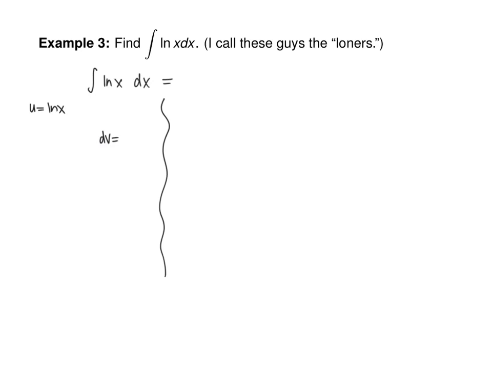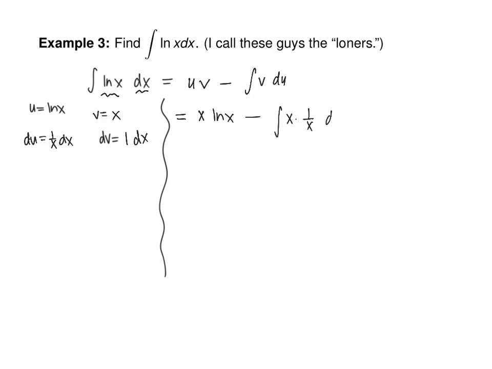So what else is left? If u is ln x, the only thing left in your integral to choose is dx. So dv is just 1 dx. And then du is 1 over x dx. And v is x. So knowing that this is a thing you can do will definitely be on quizzes and exams and stuff like that. So, yeah, just FYI, hint, hint. uv minus integral v du. So uv is x ln of x minus integral v du, so x times 1 over x dx. Okay, lovely. So x ln x minus integral of 1 dx.